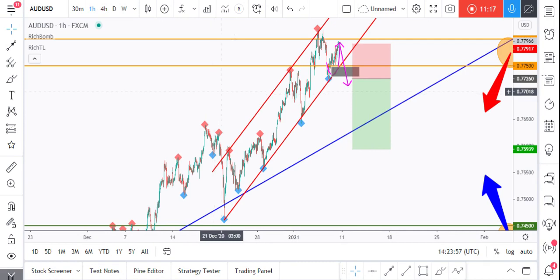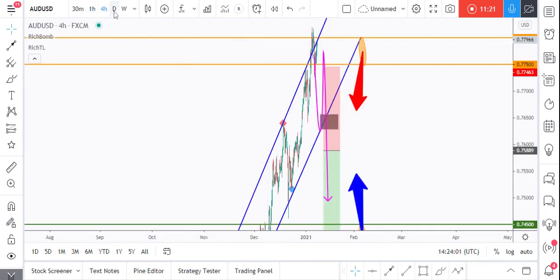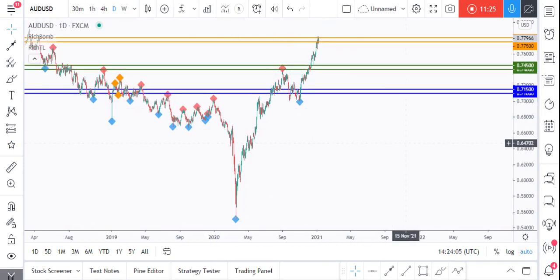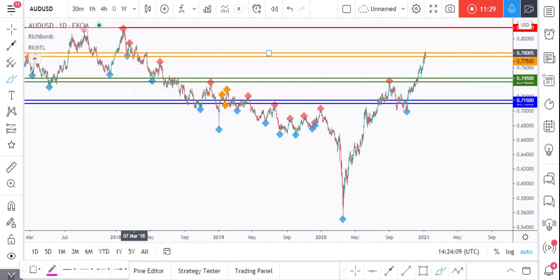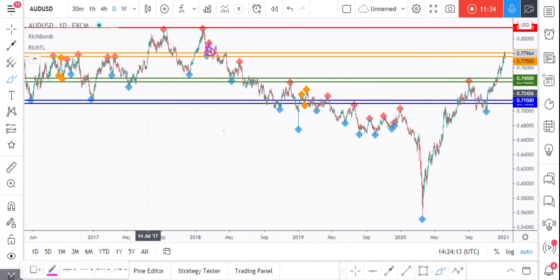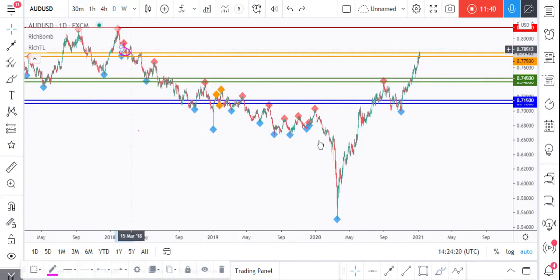I posted this one like 2 or 3 days ago. AUDUSD is currently sitting around a very strong resistance area, right? Here we go, very strong one. And if we go back in history, we can see that it has been respected for a while, and so as price is sitting around it, we'll be looking for sell setups.